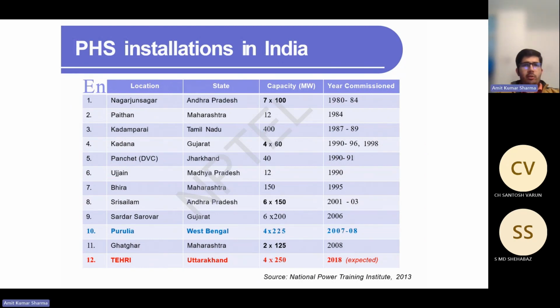So in India also we are having some installations. These are the states: Andhra Pradesh, Maharashtra, Tamil Nadu, Gujarat, Jharkhand, Madhya Pradesh, Maharashtra, Gujarat, West Bengal, Maharashtra, Uttarakhand. So the latest one is here, Uttarakhand, 2018. I think it's already completed because this data is for 2013.